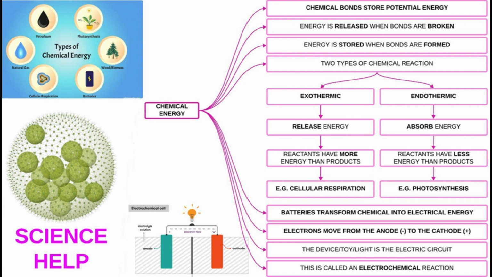Batteries can transform chemical energy into electrical energy. Electrons move from the anode to the cathode. The device, or the toy, or the light is the electrical circuit, and this is called an electrochemical reaction.